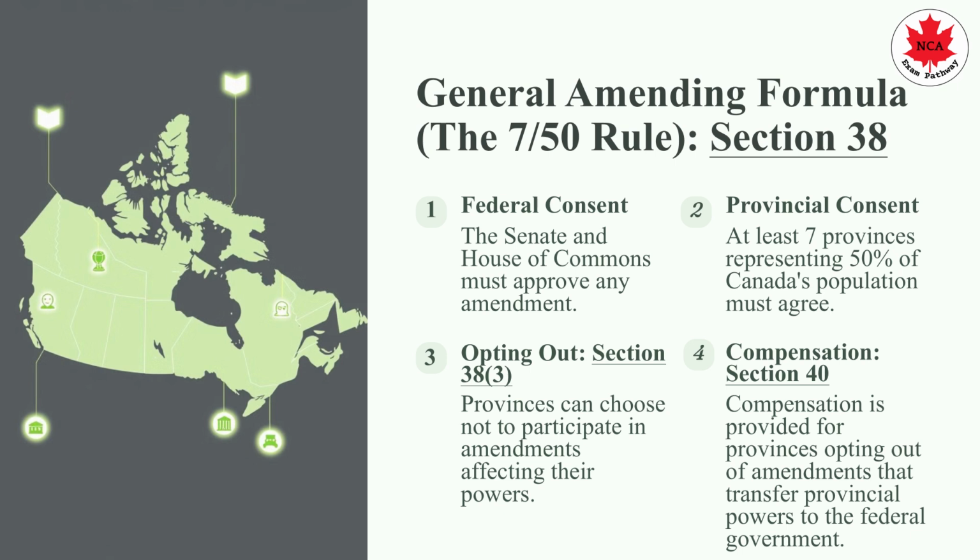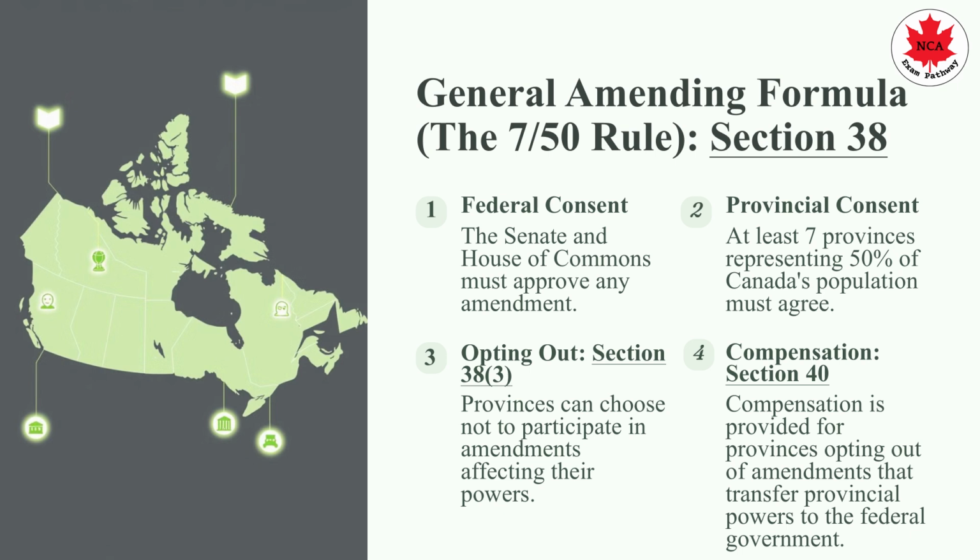So coming to the general amending formula, also known as 7 by 50 rule, under Section 38, the general amending formula, commonly referred to as the 7 by 50 rule, is also found in Section 38 of the Constitution Act 1982. It provides that the Constitution of Canada may be amended if there is no specific provision to the contrary by resolutions of the Senate and the House of Commons, and two-thirds of the provinces having at least 50% of the population of all the provinces.